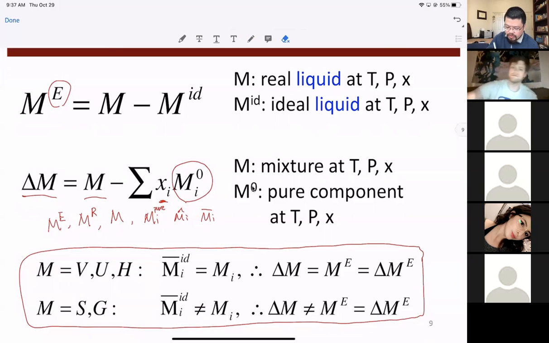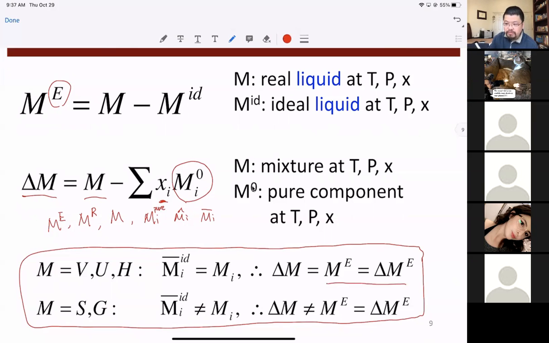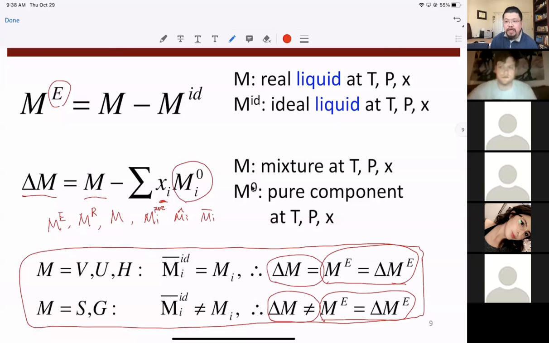For the excess property and the excess property of the mixing, as we just derived, they shall always be identical to each other. However, the mixing is not the case. So for the mixing property change, we have to look at what quantity you are interested in, and there we shall be able to tell you whether the mixing property is exactly the excess property or not.